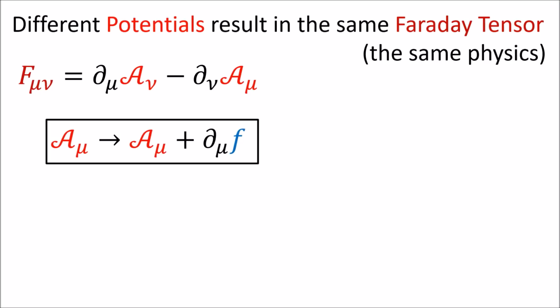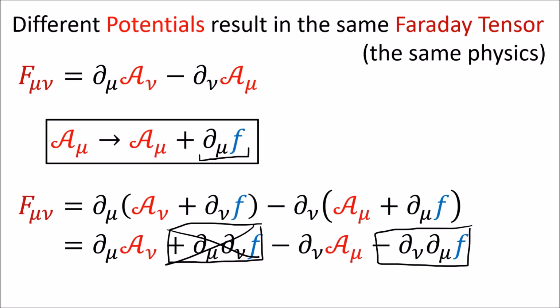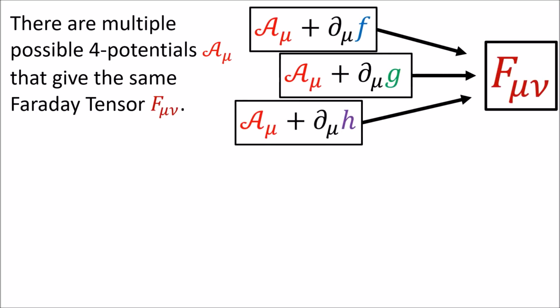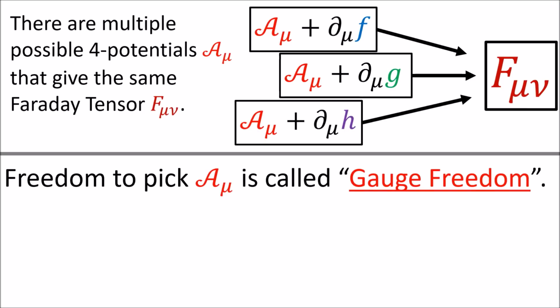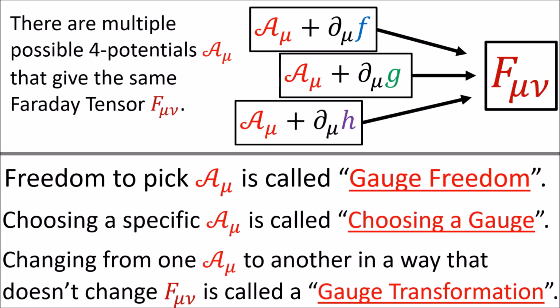If we take a 4 potential and add the derivative of a function f, the result is the same Faraday tensor as the original 4 potential. There are multiple possible 4 potentials that will create the same Faraday tensor, so we have some amount of freedom in picking our 4 potential. This freedom to pick a potential is called a gauge freedom, and choosing a specific potential is called choosing a gauge. Changing from one potential to another in such a way that we don't change the components of the Faraday tensor is called a gauge transformation.